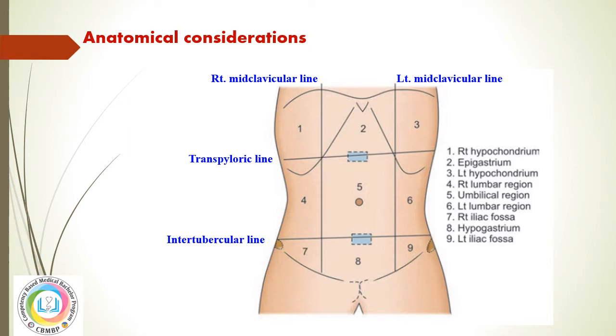These 4 lines divide the abdomen into 9 anatomical regions from the right to left: the right hypochondrial region, the epigastric region, the left hypochondrial region, the right lumbar, the umbilical and the left lumbar region, the right iliac fossa, and the hypogastric and left iliac fossa region.